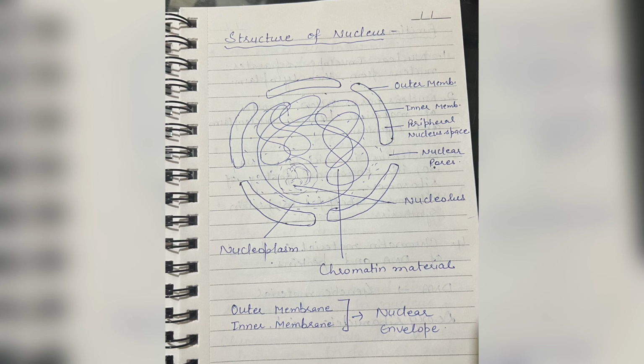Then chromatin material is there which stores the genetic information, and nucleolus is there which has the RNA which is doing the formation of the ribosomes. We can say the nucleolus is the factory of the ribosomes also.